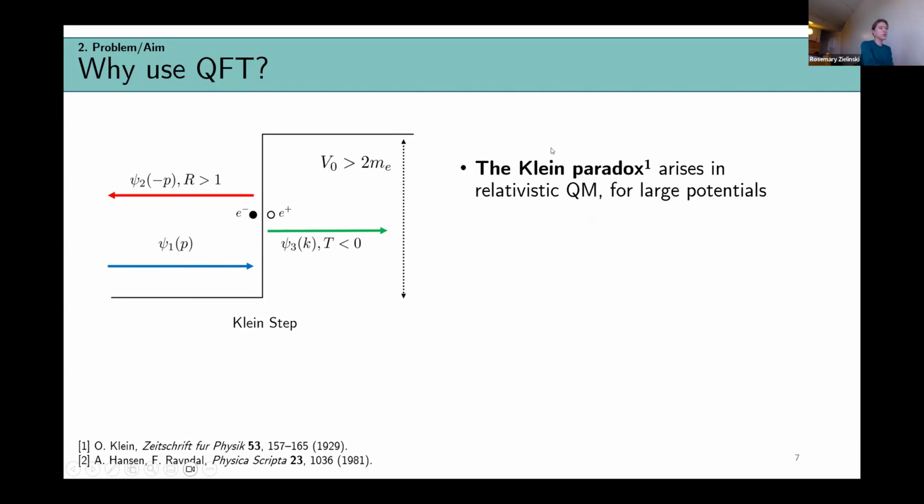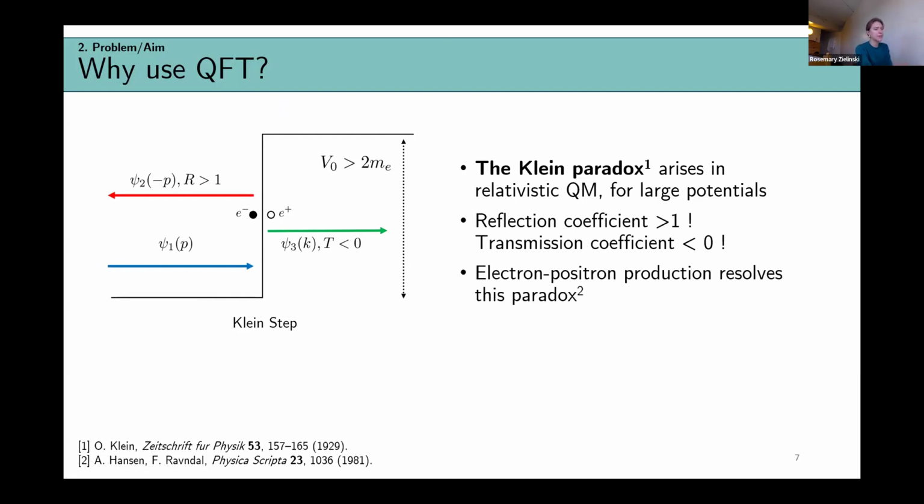And we find that when you solve this using the Dirac equation and just boundary condition analysis, you get a reflection coefficient greater than 1 and a transmission coefficient greater than 0. So on the surface level, this appears to violate unitarity, and therefore we have a paradox in relativistic quantum mechanics. But the way that this is resolved is by invoking electron-positron production at the barrier.